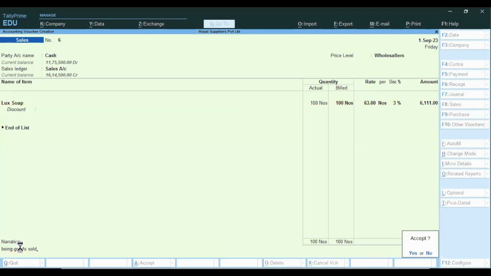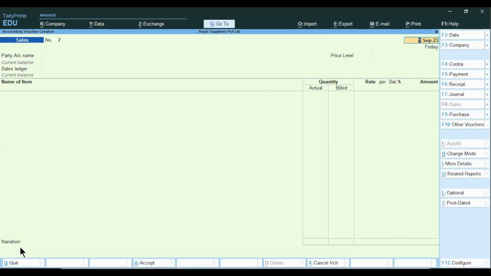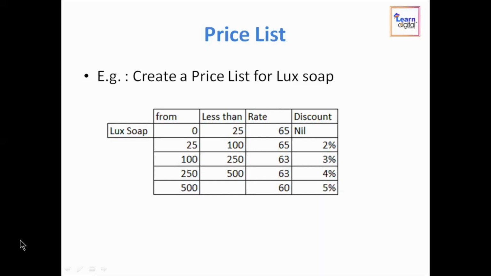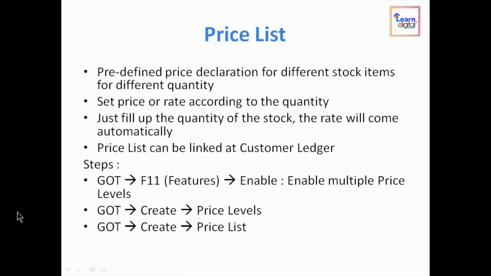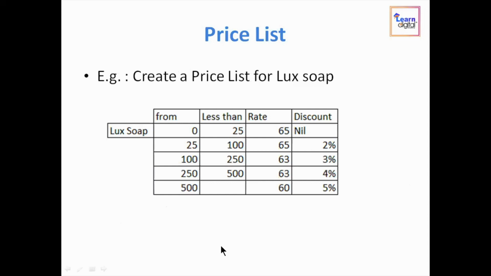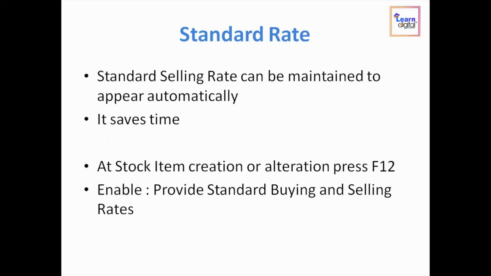So this is how we can enter the transaction where we have created the price list. In 3 steps, we have to carry over this feature. First, we have to open the F11 feature and enable multiple price levels, then create price levels. Different names you have to create as price levels, and then create a price list for each and every stock item. So this is how we can create a price list.